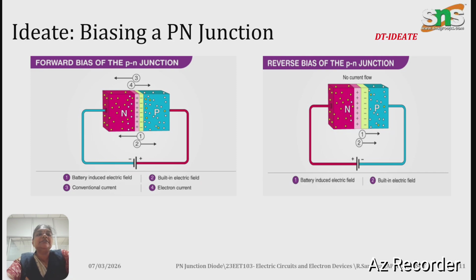In the case of reverse biasing, the positive is connected to the N-type material and the negative is connected to the P-type material. So there will be no flow of current. Only a minimal amount of current will flow in the case of reverse biasing.